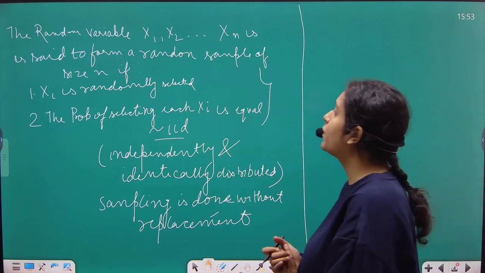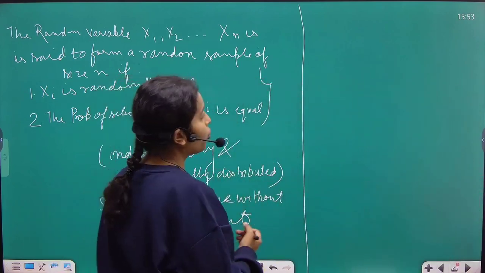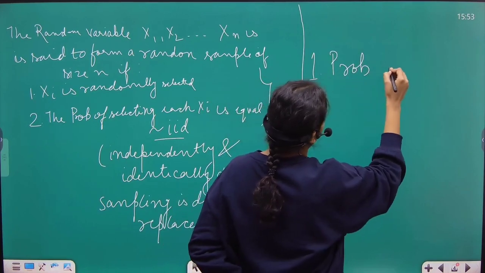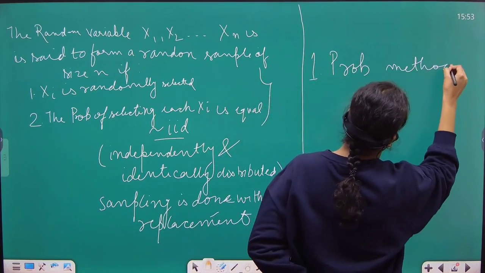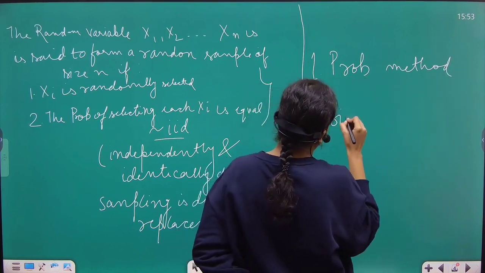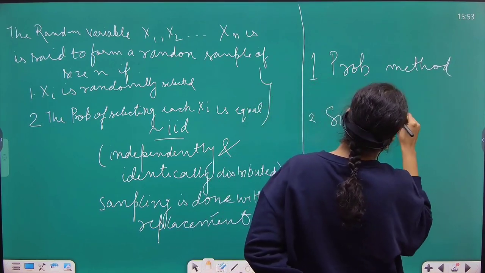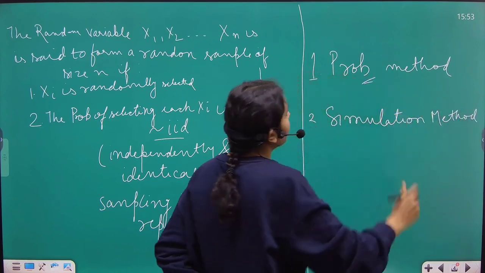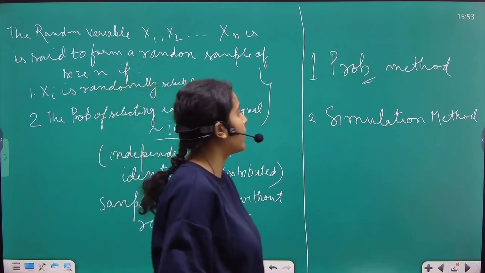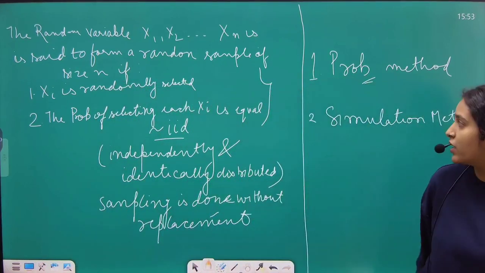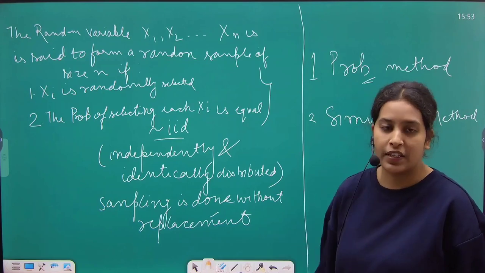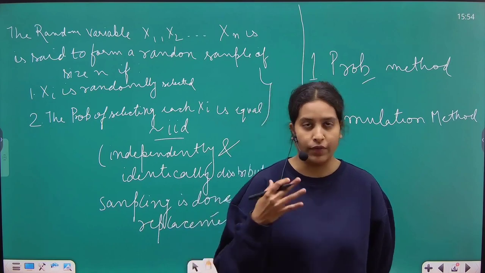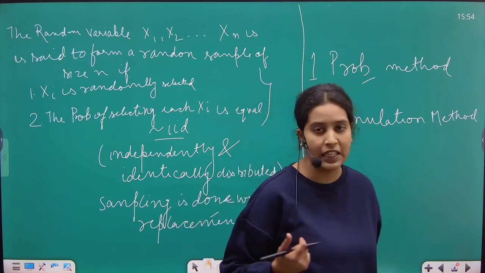For finding the probability distribution of any sample, there are two methods. First is the probability method. Second is the simulation method. In the probability method, probability techniques are used to find the distribution. This method is used when the sample is very simple, nicely organized, and there are fewer variables, so the calculation of probability is easy.